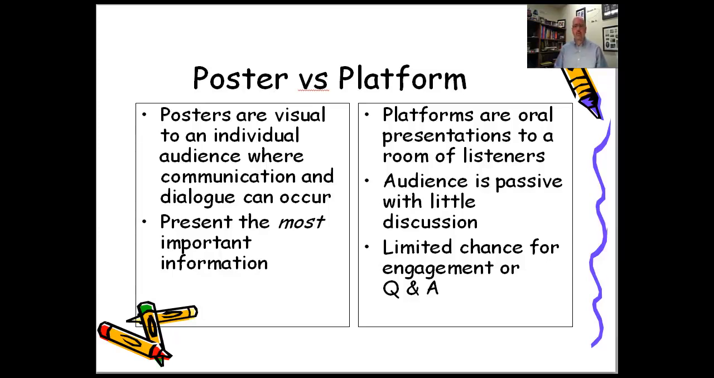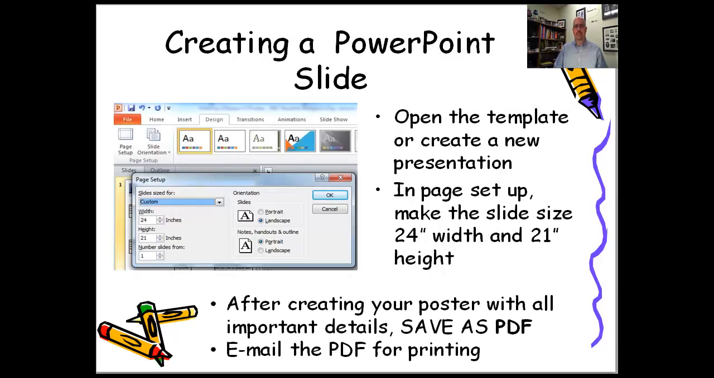So there's more opportunity for engagement, there's more opportunity for a dialogue and a conversation than there is if you're doing a platform. If you're doing a platform, then that's just you at the front, typically communicating the information, and it may be the same information as is in your poster, but it's more of a one-way conversation. The audience is much more passive. There's some Q&A at the end, but there's not the same discussion. And so your poster has to allow you to discuss the research that you've done.